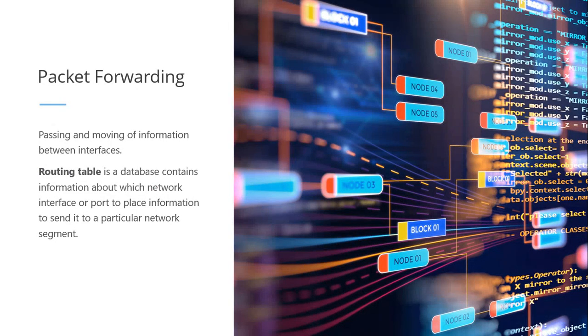Now, more often than not, we have to send a specific packet from the source to the destination through intermediary nodes. So it might travel a few hops, if you will, or a few nodes or routers before it reaches its destination. The process of transferring a single packet or a group of packets from one node to another is what we call packet forwarding.